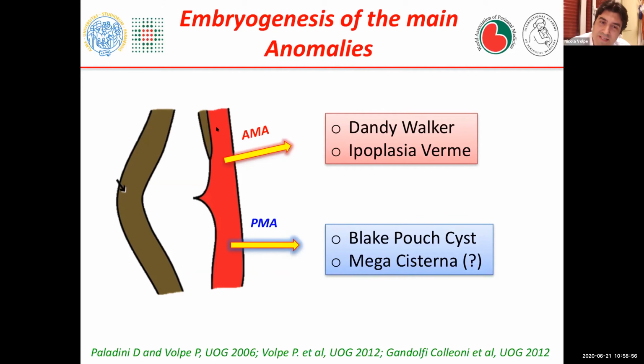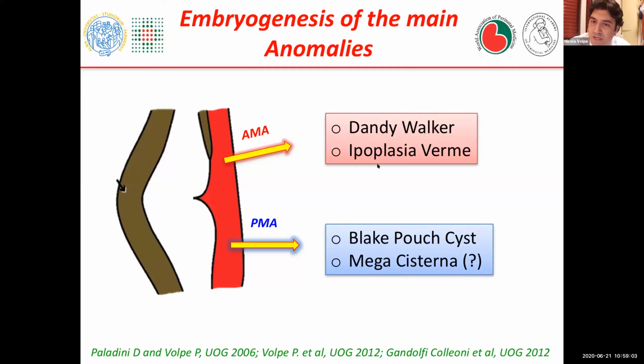Therefore, when there is something wrong with the AMA, we will have a problem of the vermis, either Dandy Walker or Vermian hypoplasia. When we have a problem with the posterior membranous area, we'll have the Blake pouch cyst, because it could happen that the fenestration of the foramen of Magendie will be delayed, and therefore there could be a cyst of the Blake pouch. Some authors say that also the megacisterna magna comes from some problem behind, around here.